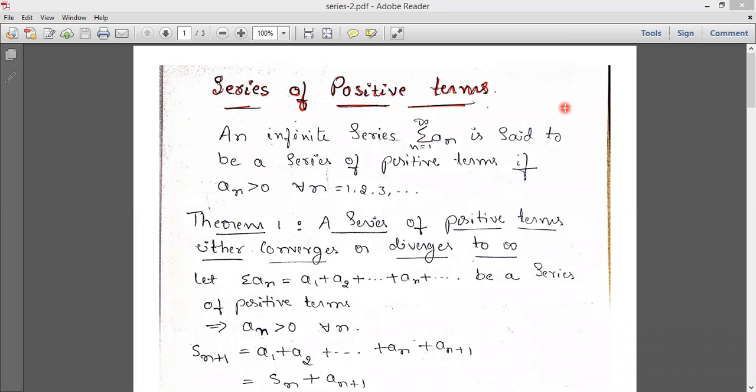Dear students, welcome to second class on series. In the first class, we have seen the definition of series, sequence of partial sums, convergent series, divergent series, oscillatory series, related examples, and also we have seen geometric series, nature of the geometric series. Okay, in this video, we shall see some important results on series of positive terms.